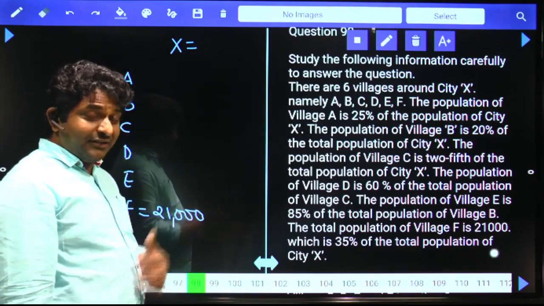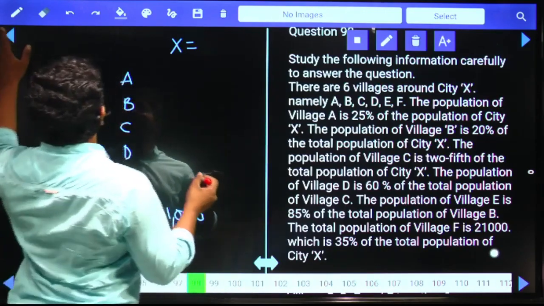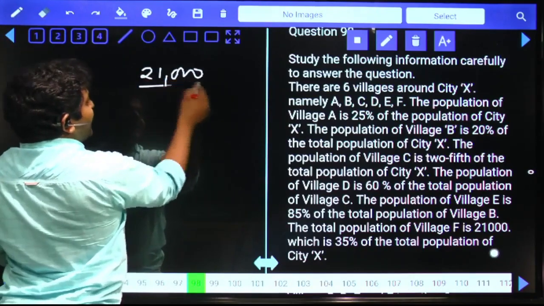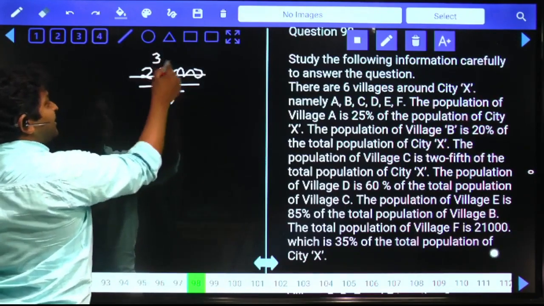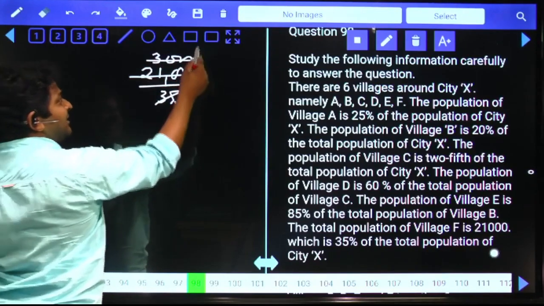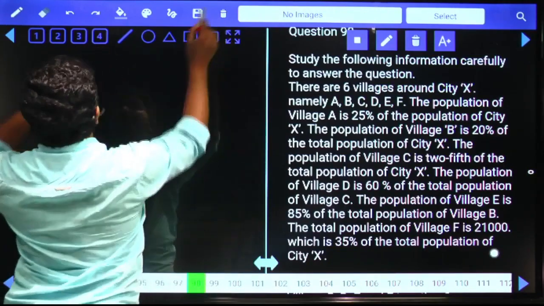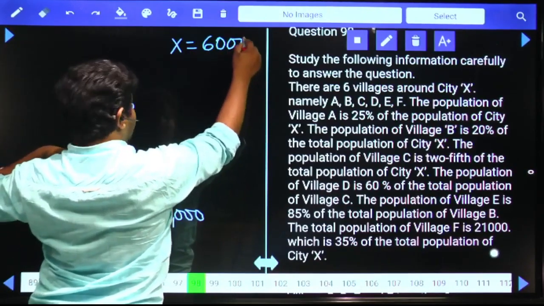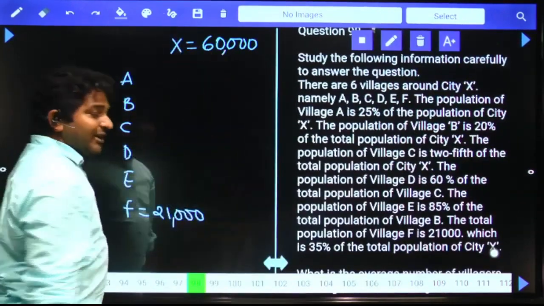Now how do you get 1%? Divide by 35. 21,000 divided by 35. There is another way also, I'll tell you that later. 3,000 times 7, 5 times. 3,000 by 5 is equal to 600. If 1% is equal to 600, total 100% is equal to 60,000. Yes, 1% is 600. Total population, 100%, is 60,000.